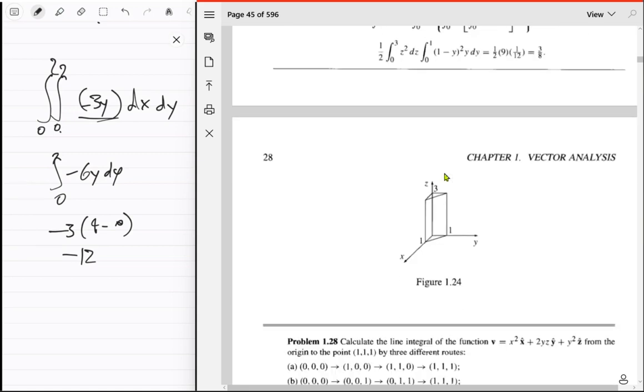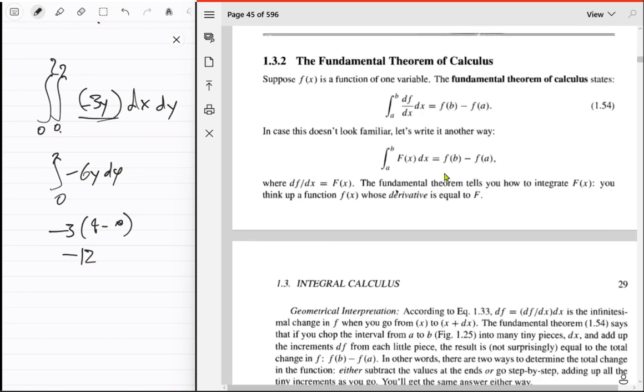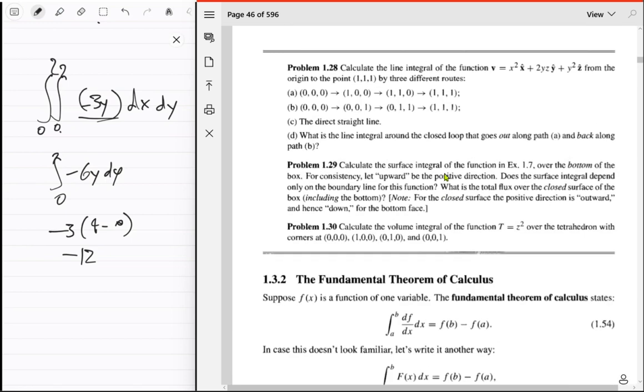Okay, what were you saying, by the way? Oh, that's what I wanted to do. Right, technically the surface integral of the function in 1.7 over the bottom of the box. I did it for fine. Yeah. Does the surface integral depend only on the boundary line for this function? What is the total flux over the closed surface of the box, including the bottom? Note, for the cubical surface, the positive direction is outward and hence down for the bottom surface.